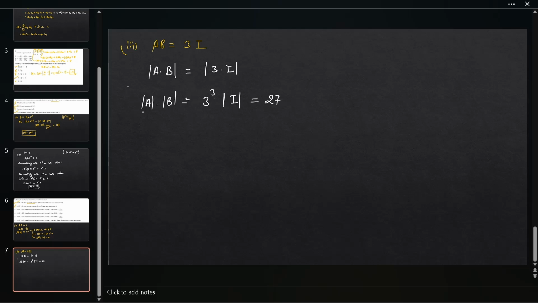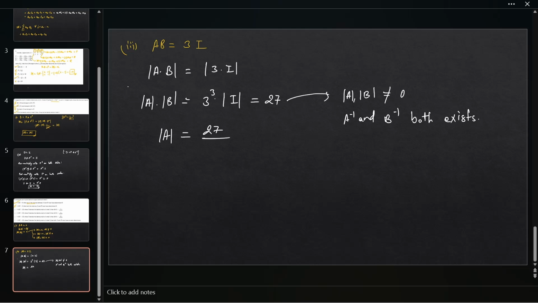So two scalar quantities getting multiplied with each other to give 27. So that guarantees us one thing, that determinant of A and determinant of B both are not equal to 0. That means A inverse and B inverse both exist. If we continue with the question, we can write determinant of A as 27 divided by determinant of B. So this is our solution.